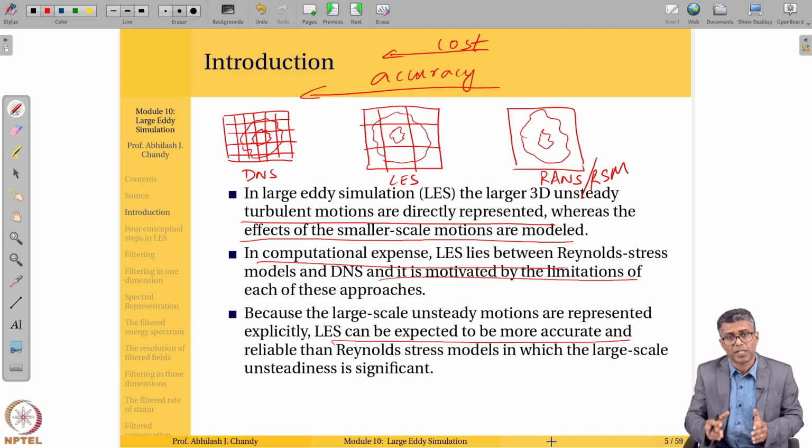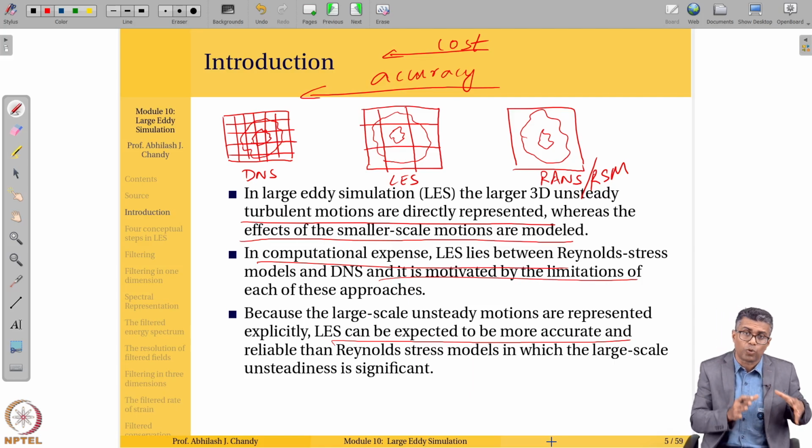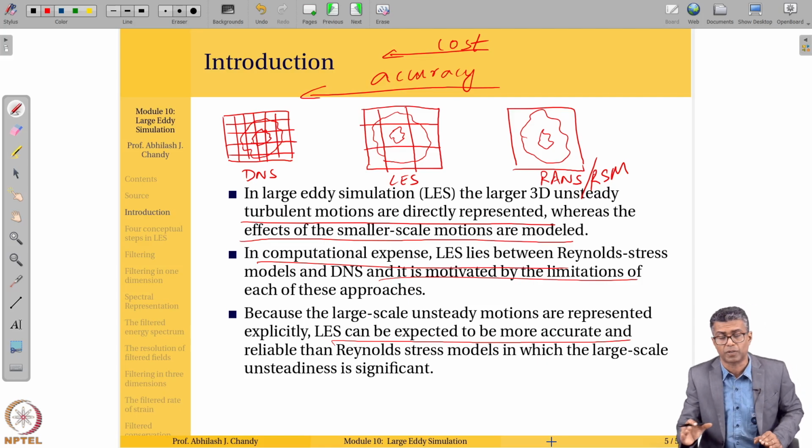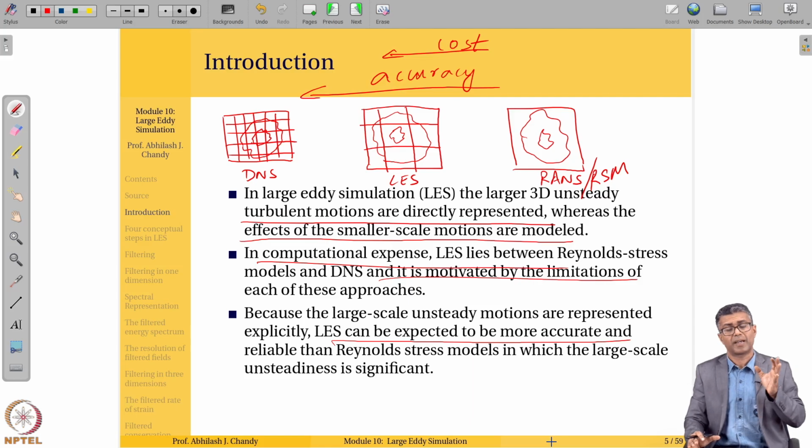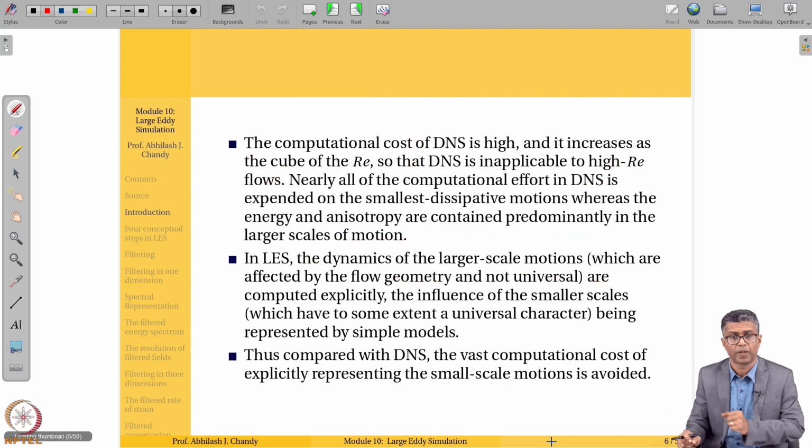And what LES tries to do is capture most of that energy, 80% of that energy, 90% of that energy, not 100%. No way it is capturing 100% of the energy. Only DNS can capture 100% of the energy, which means your grid has to be very fine. LES does not do that. LES only captures the large scale motions, the large scale unsteadiness. So I hope this is clear.